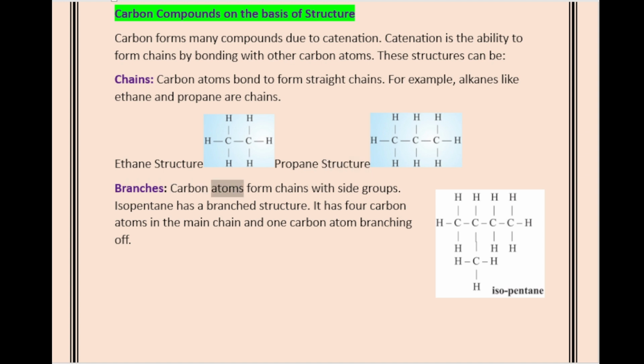Branches. Carbon atoms form chains with side groups. Isopentane has a branched structure. It has 4 carbon atoms in the main chain and 1 carbon atom branching off.